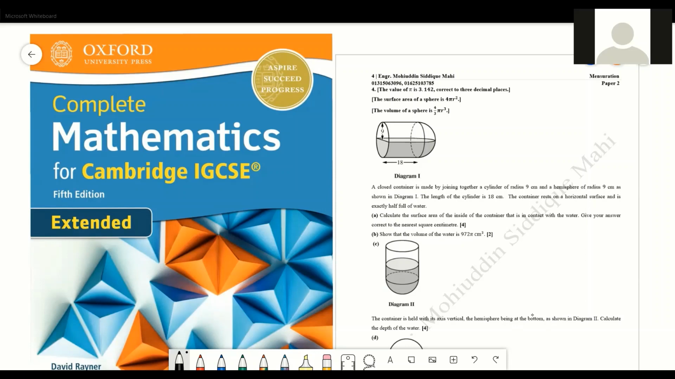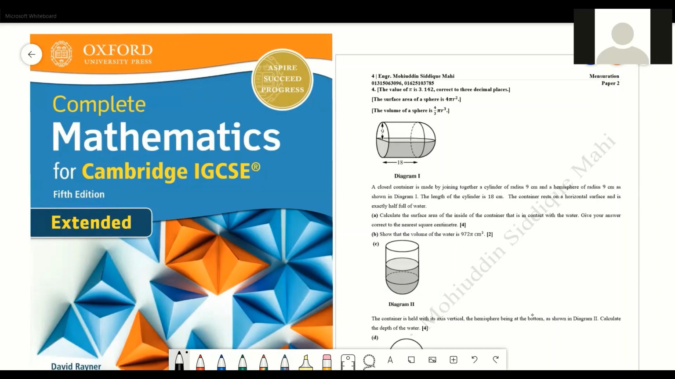Sorry, I made a mistake. It was chapter 3, mensuration. You can also follow other books. There are plenty of books, but I personally follow this book. So before solving these questions or watching this video, make sure you have practiced all the formulas and theories related to mensuration and all the exercises from at least one of the books.